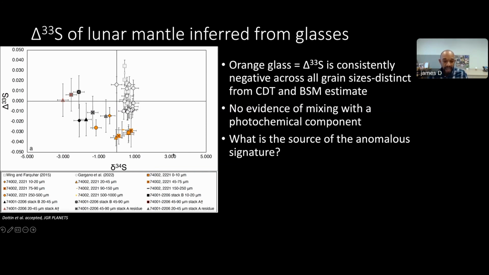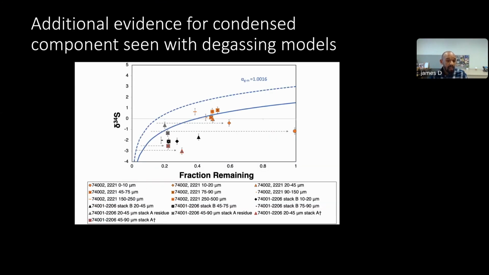So considering we don't have any clear evidence of mixing with the photochemical component, we then have to ask ourselves, well, what's the source of this anomalous signature, right? So first we have to step back and take a look at the, say, degassing models and whether they provide any evidence that we are actually getting a condensed vapor component that is mixing with the various grain sizes.